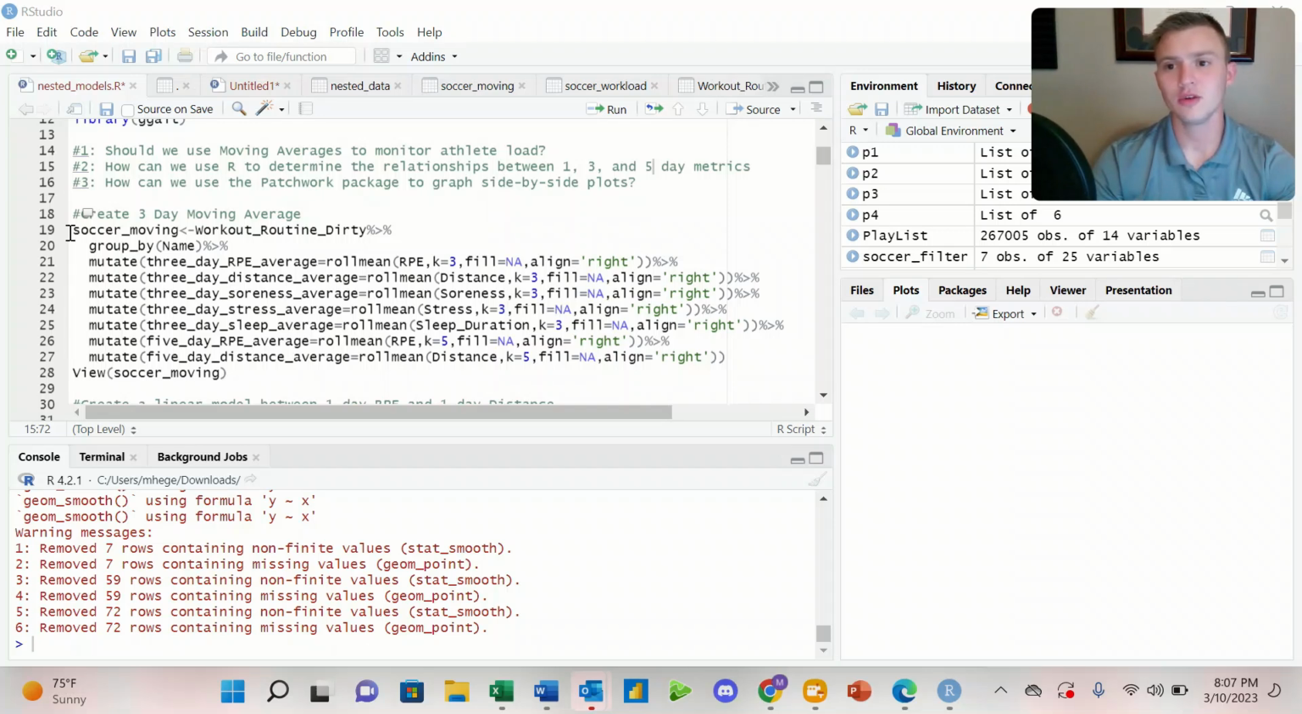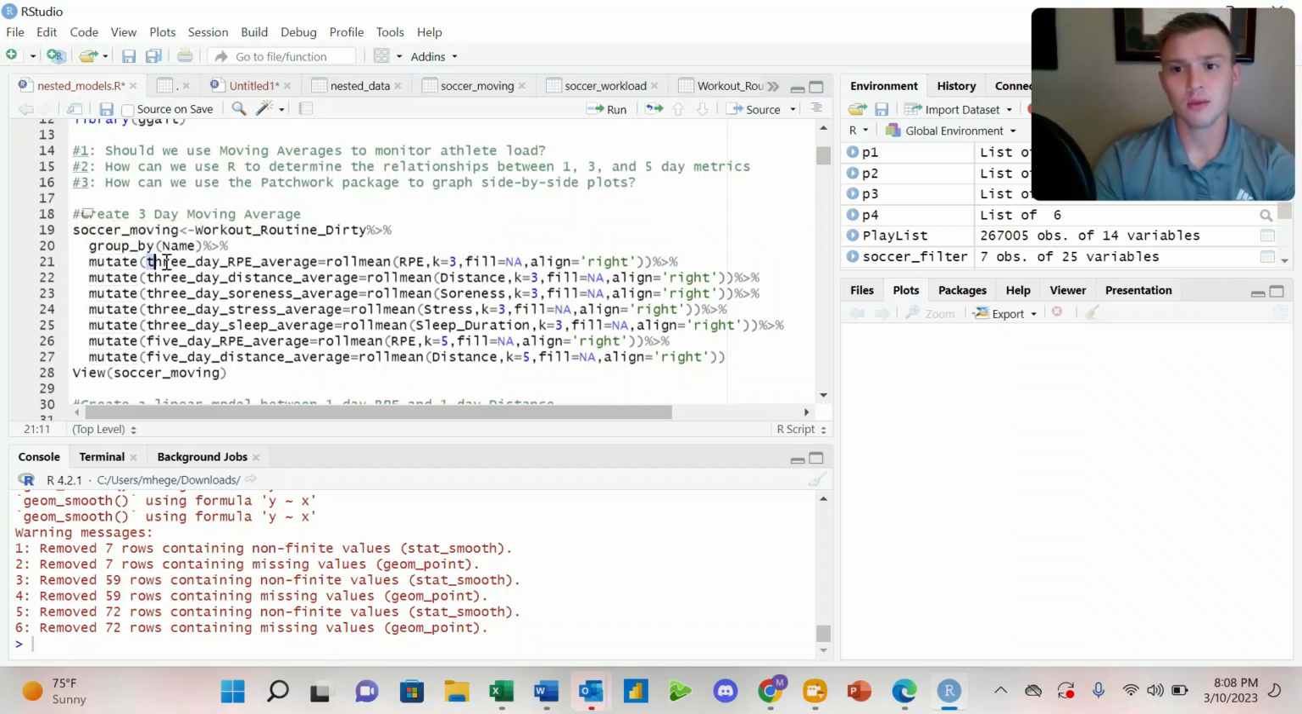The first thing that we're going to do is use the group by and mutate functions to create 3 and 5-day rolling averages of our RPE and distance. We are going to use the group by function first, so we're grouping by the athletes' names, and then we're going to mutate, so we're creating a new column.